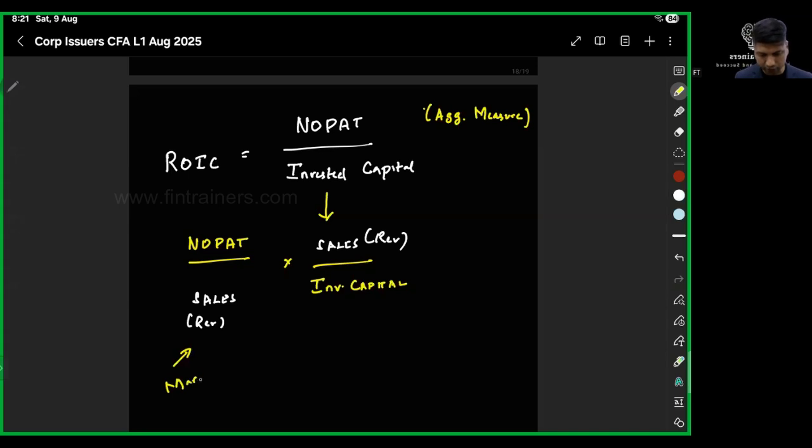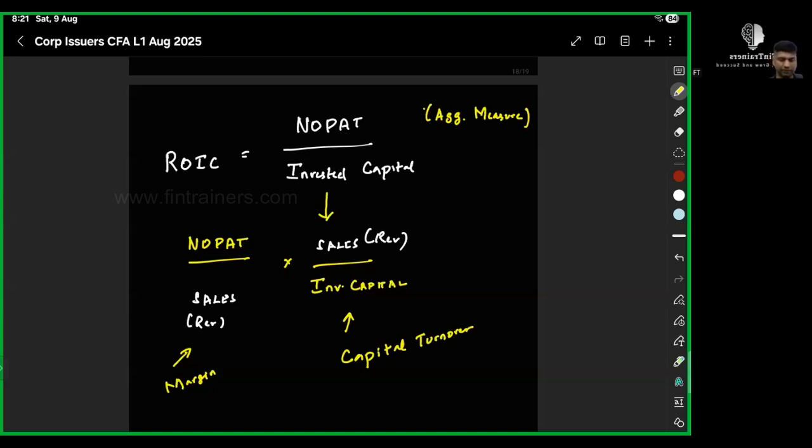What does that tell you? It is about the profitability for each unit of sale, right? And this one, sales by capital, what is that? Turnover. Turnover means how many times I'm rotating my capital, right? So this is capital turnover. So we can say the return on invested capital is dependent on the margin and the times you can rotate the capital to generate sales, the capital turnover. So these are two drivers.